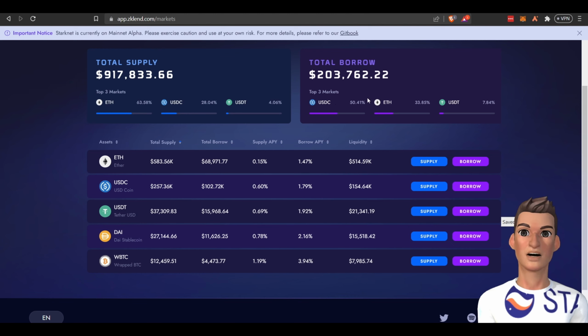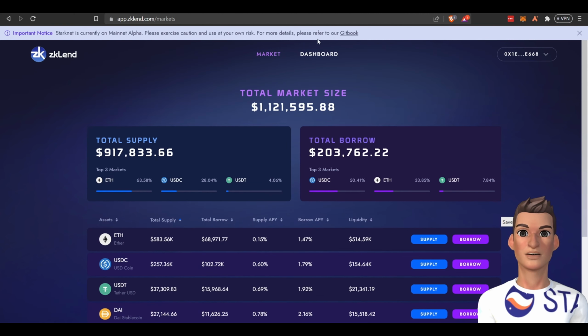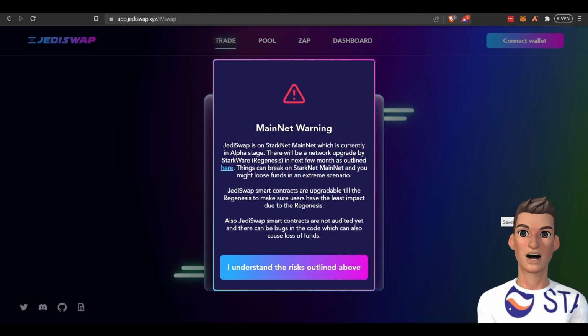Currently, there's a lot less borrowed than supplied. I'm assuming this will go up as we enter the new bull market. So as you're interacting with these protocols, you could potentially be qualifying for airdrops. So just keep that in mind. And next, we're going to discuss JediSwap.